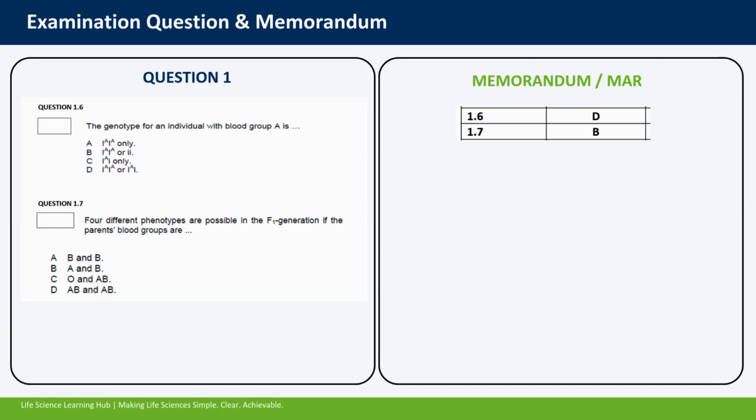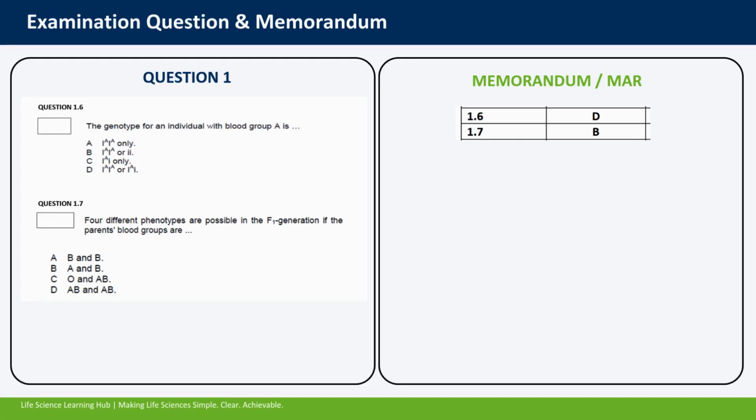Now, let's talk about what the examiner is actually testing here. The examiner wants to see whether learners understand the difference between genotype and phenotype. A phenotype is what we physically observe. And in this case, blood group A is the phenotype that's being physically expressed. But a phenotype can sometimes come from more than one genotype. And that's exactly what's happening here. We've got to choose the option that shows both genotype possibilities.